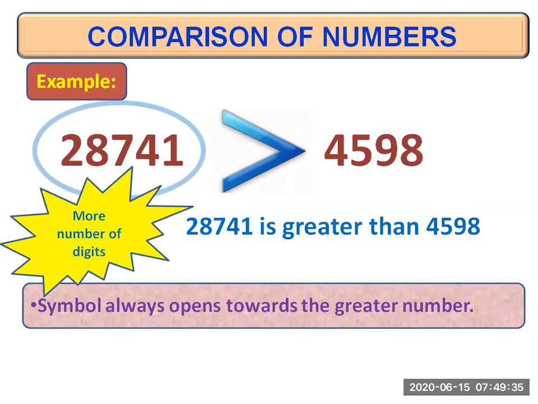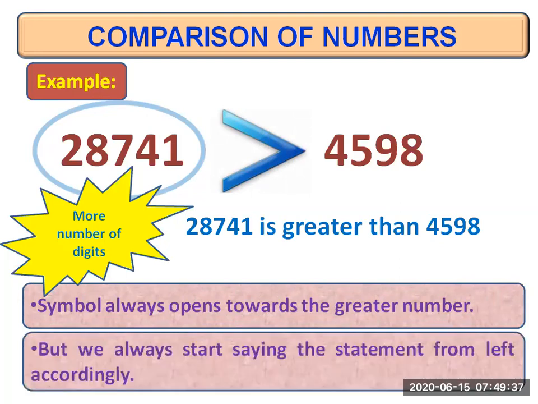Remember, the symbol of lesser than, smaller than, or greater than always opens towards the bigger number, towards the greater number. But we always start saying the statement from left accordingly, whether we have the smaller number first or we have the greater number first. We always start saying the statement from left.